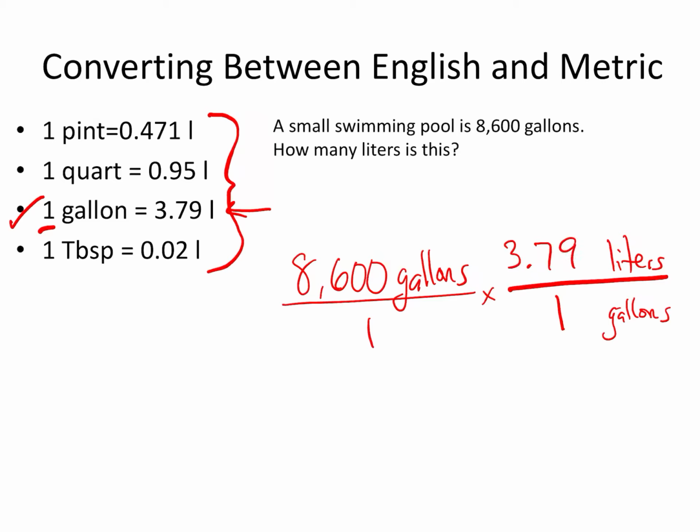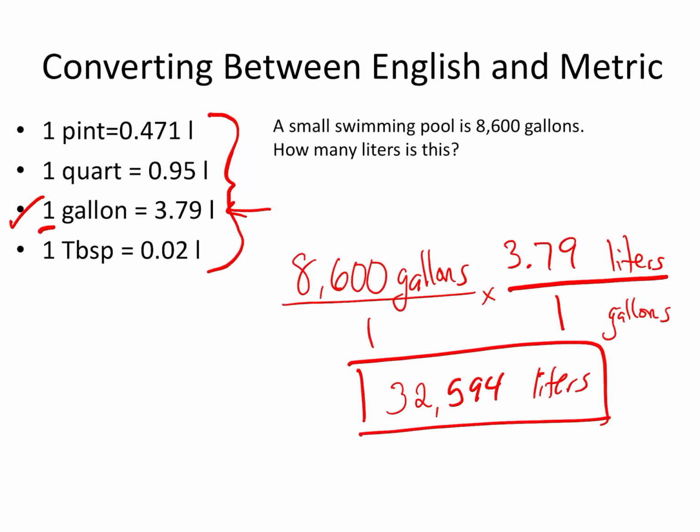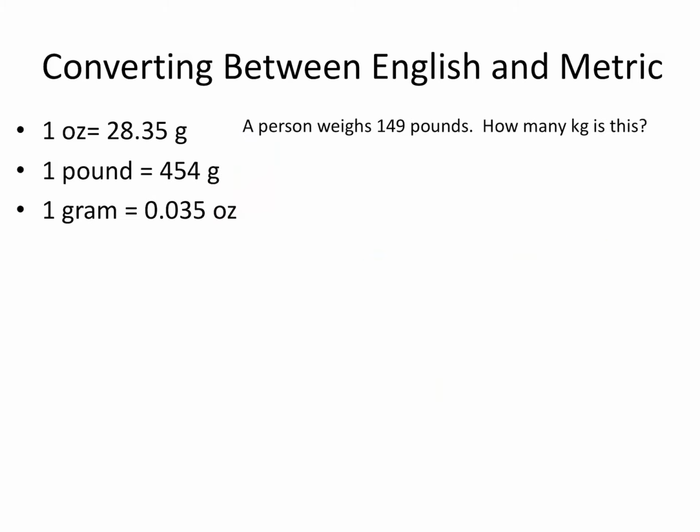3.79. And now, since both of our numbers are on top of the fraction, what are we going to do? Multiply. So 8,600 times 3.79 equals 32,594 liters. That's a lot of liters for a swimming pool. Okay, that's our answer. Remember, our gallons crossed out.